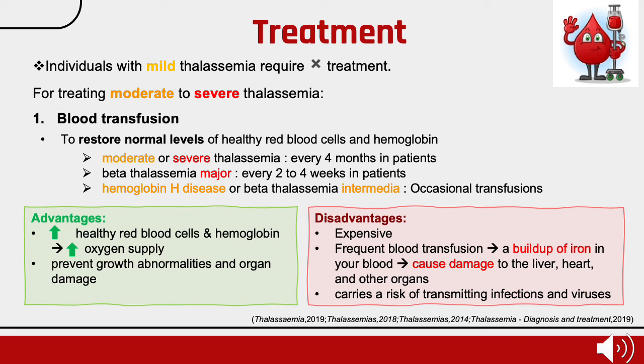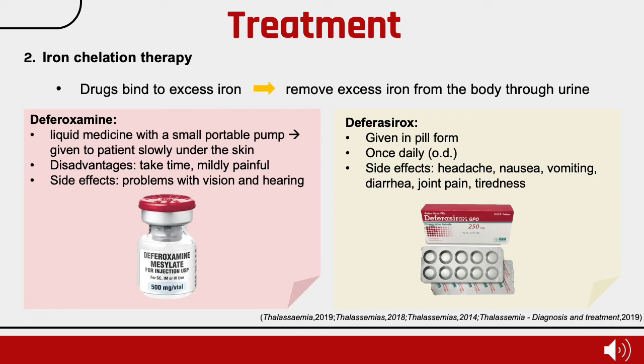However, blood transfusion is expensive and has a risk of carrying infectious agents into the body. Frequent blood transfusions may also lead to a build-up of iron in the blood, which can damage the liver, heart, and other organs. Another treatment is iron chelation therapy. This involves the administration of drugs that bind with the excess iron and flush it out of the body through urine. Deferoxamine and deferasirox are examples of such drugs.